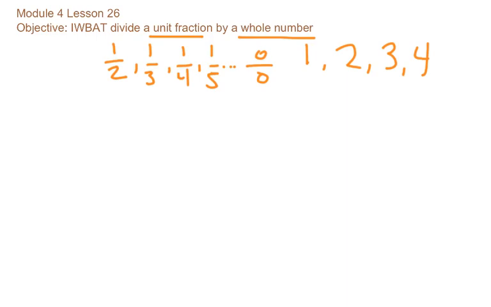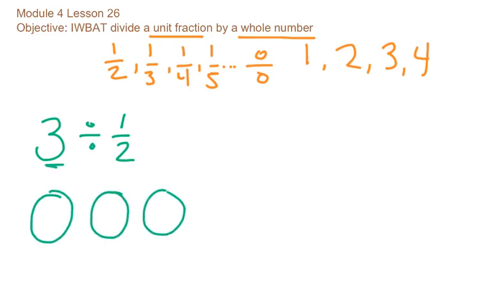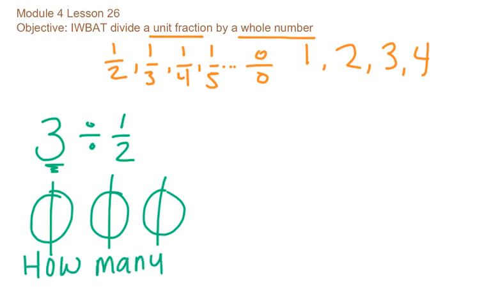We've done this before where we've divided a whole number by a unit fraction. That kind of looked a little something like 3 divided by 1/2, and you start with 3 wholes, and each of these you divide into 1/2 pieces, and it's asking you how many 1/2 pieces do you have. And what we're going to do today is going to be a little bit different.